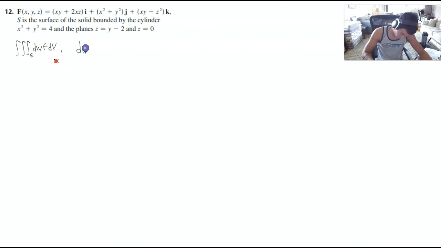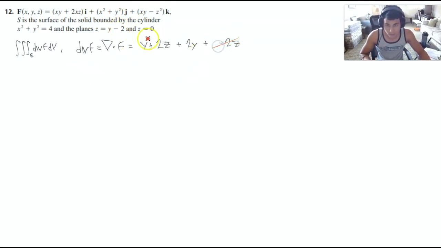So div F is equal to the gradient dotted with F. I keep saying cross. So it's the partial of this with respect to x, partial of this with respect to y, partial of this with respect to z. So if we take this with respect to x, we get y plus 2z. And then if we take this with respect to y, we get 2y. If we take this with respect to z, what do we get? We just get negative 2z. So as you can see, these will cancel, and then this will be added to this, which is just equal to 3y. Okay. So that's our integrand.